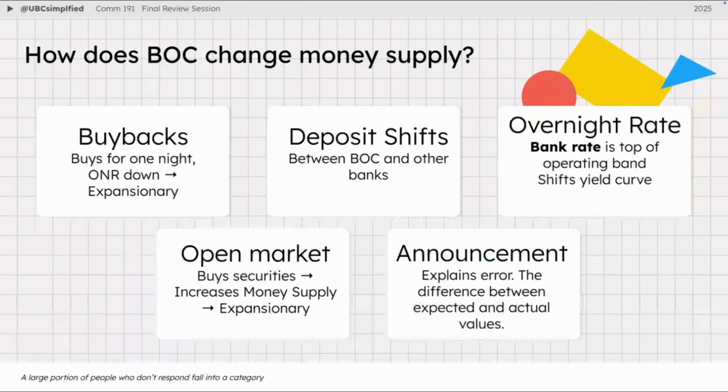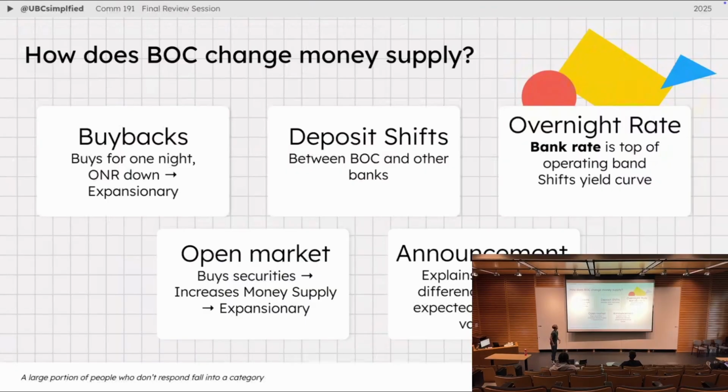And the way that they do this is through 5 different things. One is overnight repos, so buybacks. Just for one night, they buy bonds from a bank, giving them a bunch more money supply. If they buy for one night, that'll drive the overnight rate down, and that's expansionary policy. The other thing is if they shift the deposits in the Bank of Canada to the deposits in other banks, that's also expansionary policy. It's giving them more deposits.